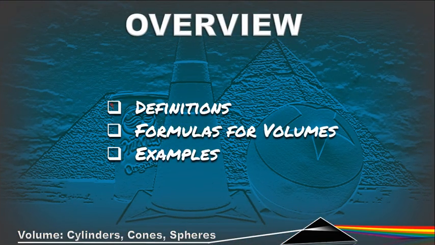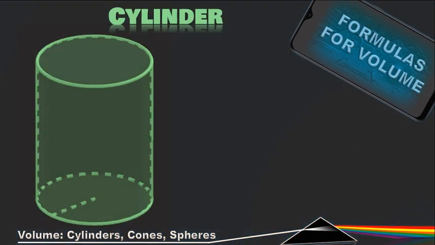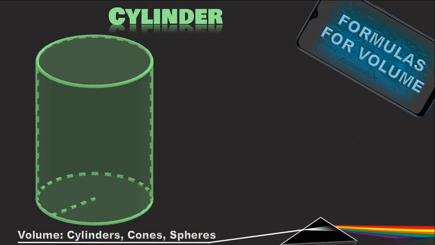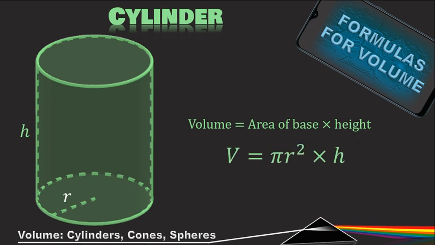Alright, so now that we know what we're working with, let's look at the formulas. First of all, a cylinder works exactly the same as a prism. We take the area of the base and multiply it by the height. Since we are working with a circle and h for height, the volume of our cylinder is pi r squared times the height.